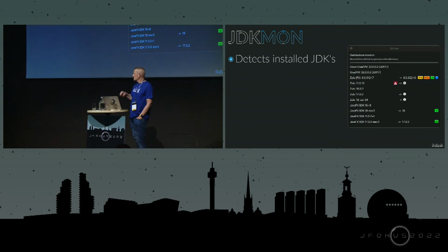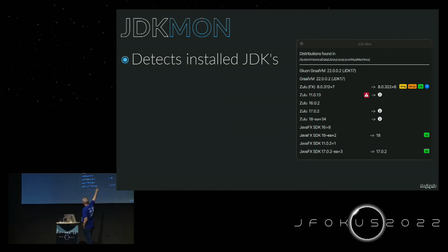and it just sits in your system tray and monitors every 3 hours. It checks all the JDKs that it found on your hard drive, and then you can open the window and it tells you, oh, for example, the Zulu FX 8.3.12, there's a new version. And you can just click on DMG, tar, or zip, and it directly downloads it.